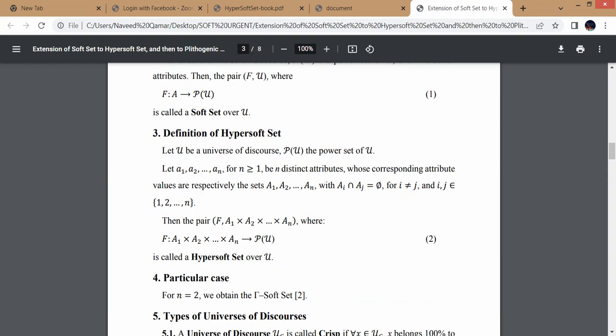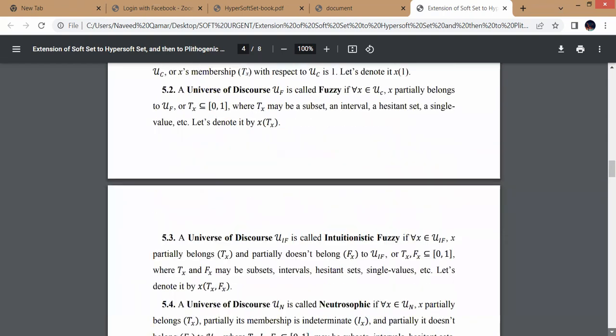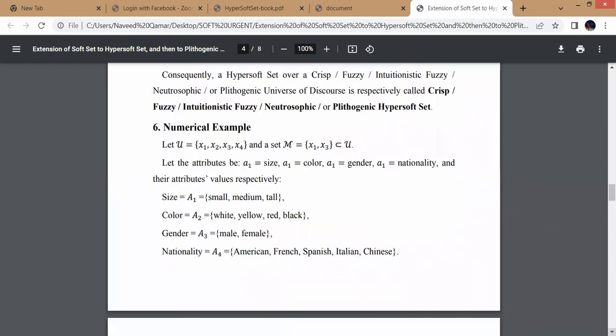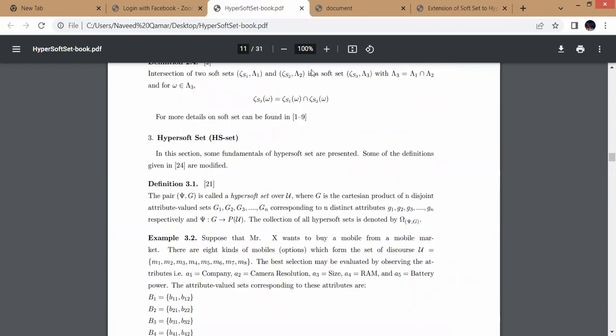Then there is an example related to the definition. You can see the example. So here we will come to our today's paper. Here is the Hypersoft set definition and there is an example.